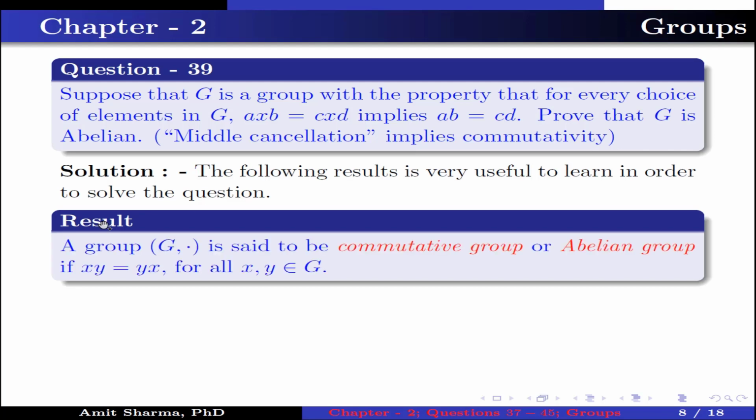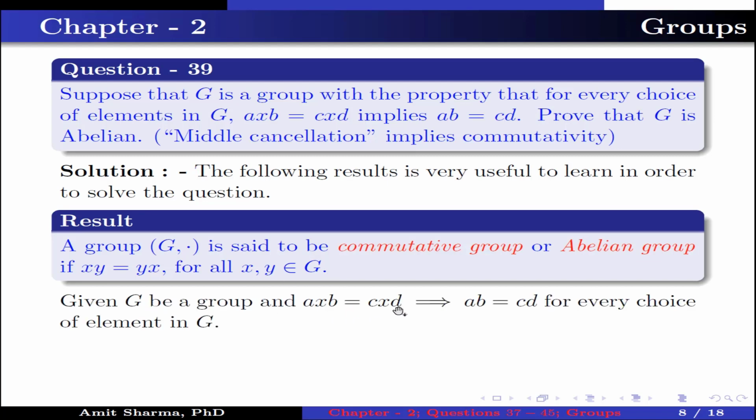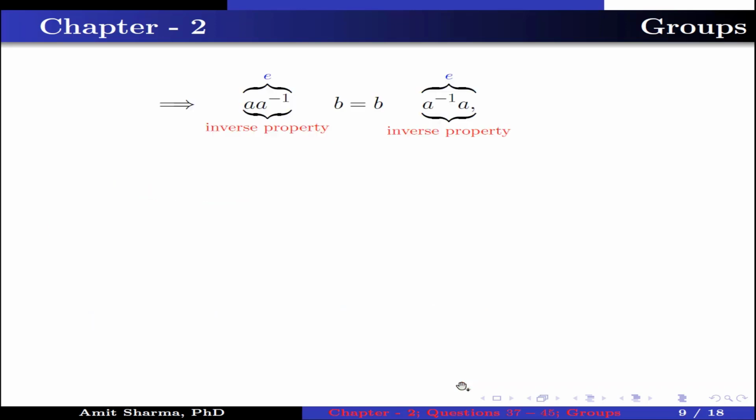Result: a group G under multiplication is said to be a commutative group or abelian group if xy equal to yx for all x, y belongs to G. Now given G is a group and AXB equal to CXD implies AB equal to CD for every choice of elements in G. Now we know that EB equal to BE, which is known as the identity property.